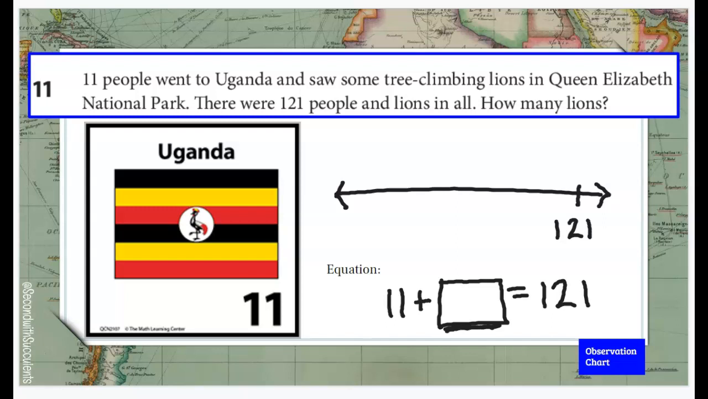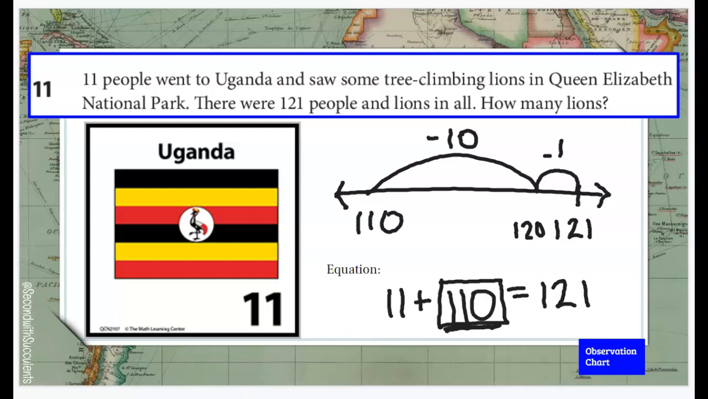If I start at 121 and I jump backwards 1, well, I'm at 120. And now I know I need to jump backwards 10 more, because 10 plus 1 equals 11. And if I jump back from 120 by 10, I land on 110. I know that there are 110 tree climbing lions. Show a connection if your answer was 110 also. Good thinking. Let's work on our last story problem for today.